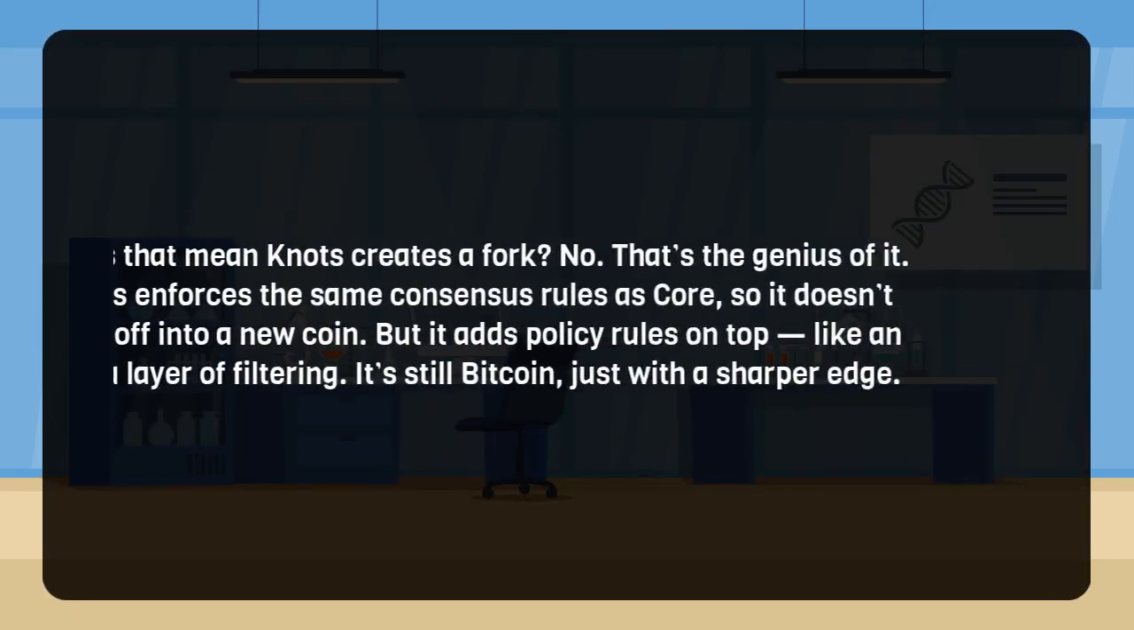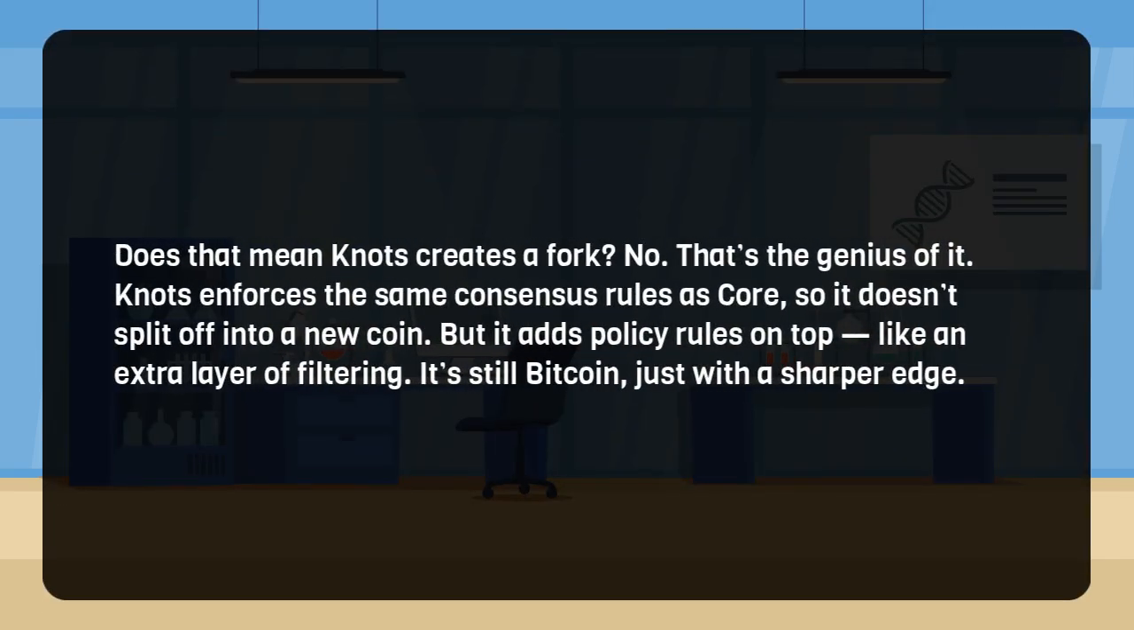Does that mean Knots creates a fork? No. That's the genius of it. Knots enforces the same consensus rules as Core, so it doesn't split off into a new coin, but it adds policy rules on top, like an extra layer of filtering. It's still Bitcoin, just with a sharper edge.